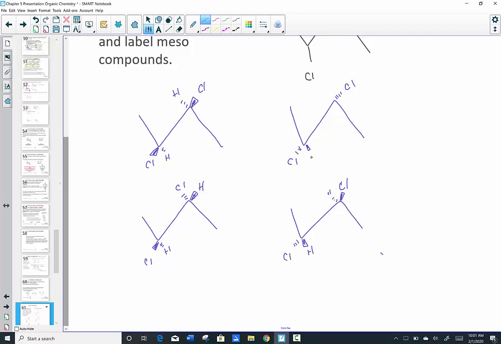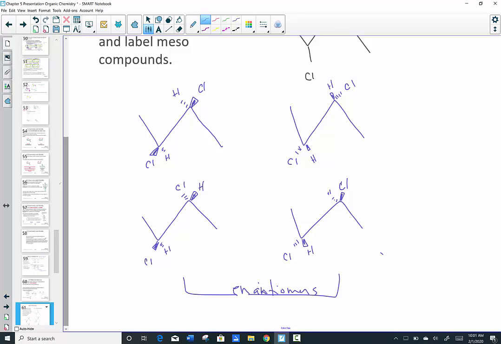So what do we have? So first of all, I notice that when I have this configuration where I have one dash and one wedge, these truly are enantiomers. Non-superimposable mirror images, and I can spell enantiomers.